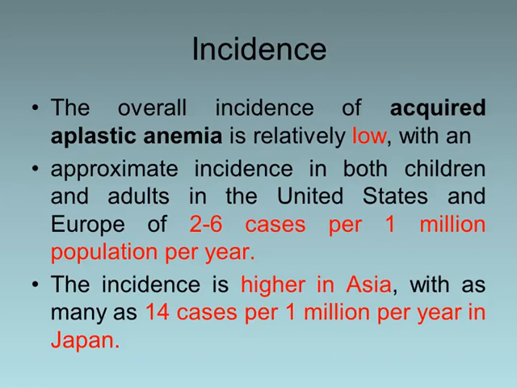The overall incidence of acquired aplastic anemia is relatively low, with an approximate incidence in both children and adults in the United States and Europe of 2 to 6 cases per 1 million population per year, while in Asia the incidence is higher. It is as many as 14 cases per million per year reported in Japan.